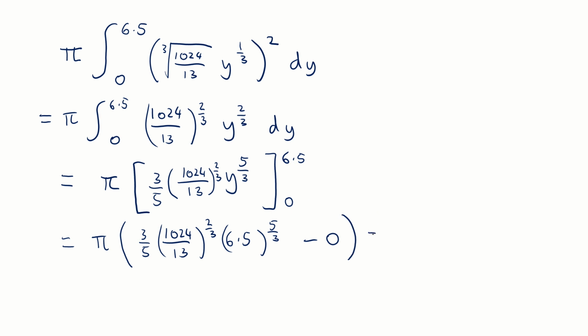And then you can find what that is. Now, if you write that in exact form, that comes to a final answer of 1,248 over 5 lots of pi.